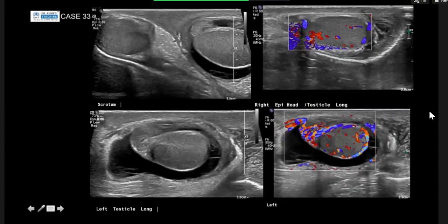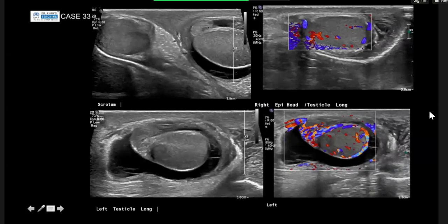So what do you think is within the left testicle, sorry? So this is the right testicle up here, this is the left testicle. So you can see it's hyperemic compared to the right side. So what do you think the diagnosis may be? And the testicle is enlarged. Go on. Epididymo-orchitis. Yeah, exactly. So this is a case of epididymo-orchitis.